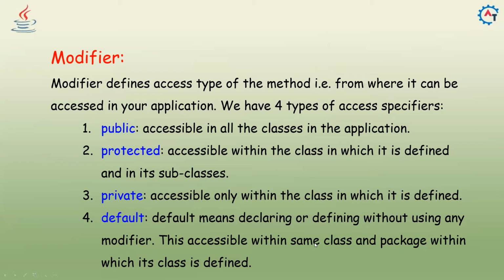This is accessible within the same class and the package within which its class is defined. So within the class, you can access it, as with private. Apart from that, this class is inside a package, let's assume. So inside the package, you have some other classes also. In those classes, you can access it too. That is the visibility of default. At this point of time, it may not be clear, but going forward, you will understand everything.